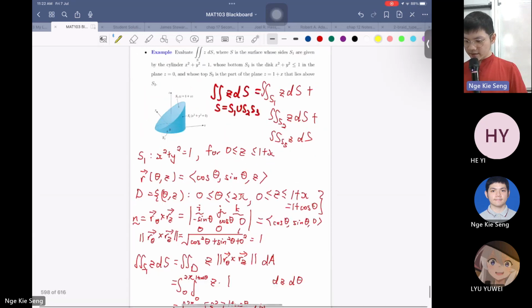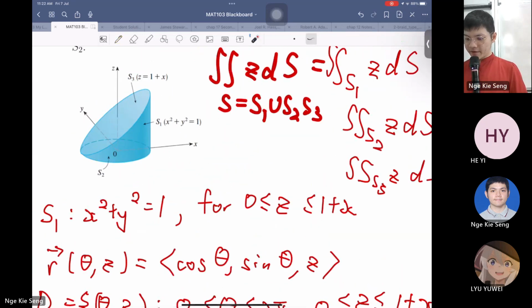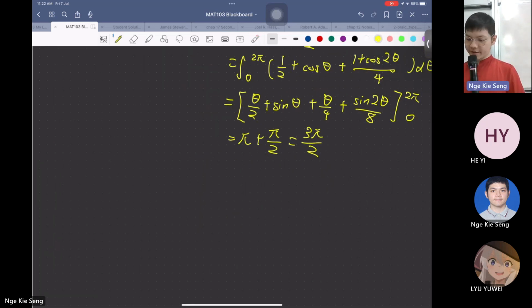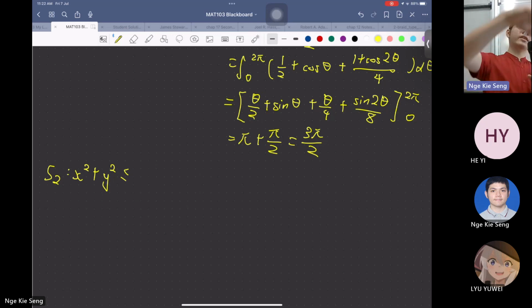Okay, so next, what is S2? S2 is just a disk. So how do you parameterize a disk? What is it made up of? This is also made up of infinitely many circles, but these circles are decreasing in radius. For a cylinder, you have a fixed radius, and then you stack it up. For the disk, you decrease the radius of the circle.